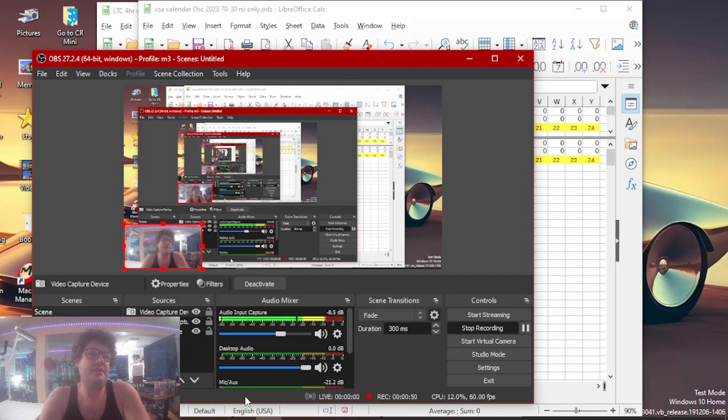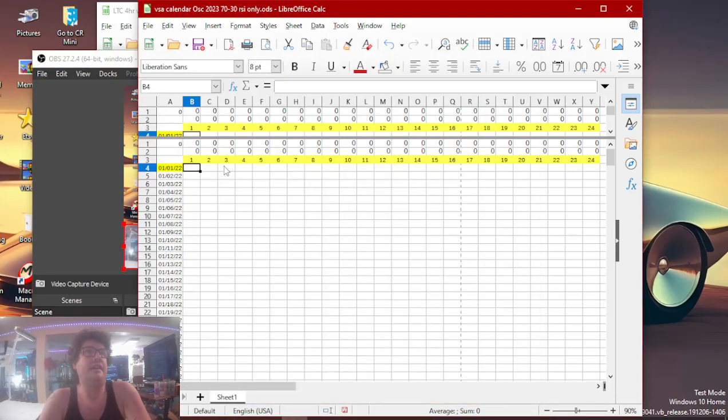This is what the calendar looks like. This is 1 a.m., 2 a.m., on through the 24 hours of the day. It's in military time, I guess you could say.